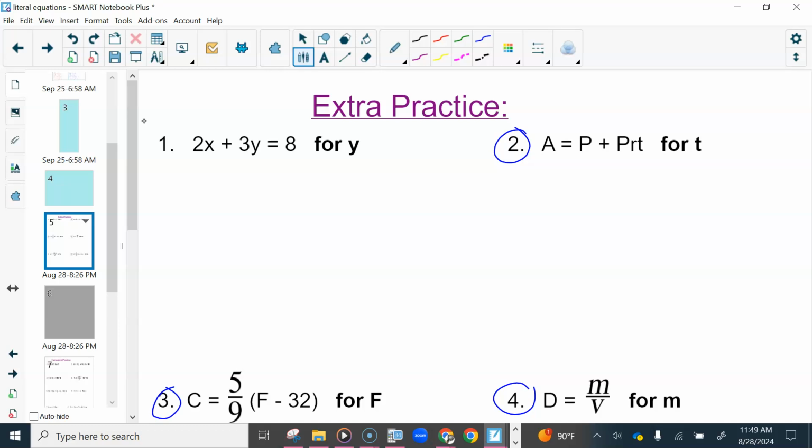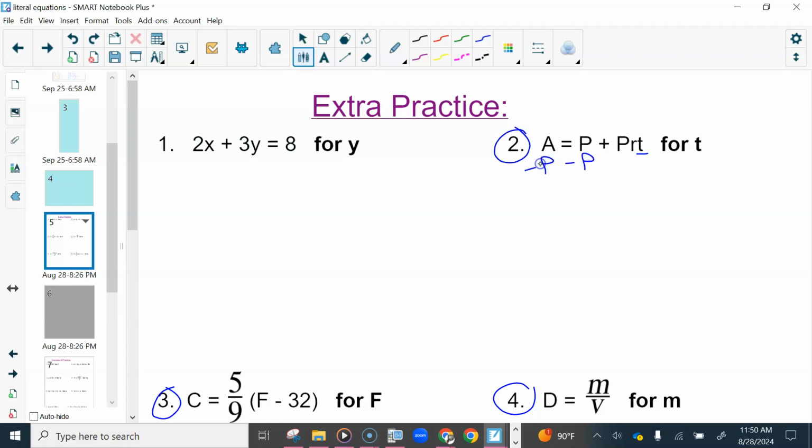Because 3 is actually a little weird, and you might see some of these type of problems on Delta Math, so this will help you. So we want to solve this for t. Okay. I'm going to solve this for t. So just like we were just doing, we want to get rid of anything that we're adding and subtracting first. So we can get rid of this p by doing what?